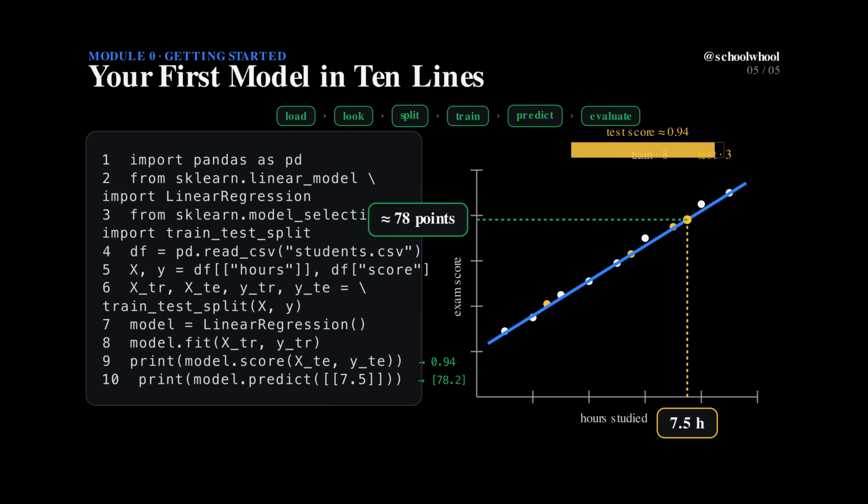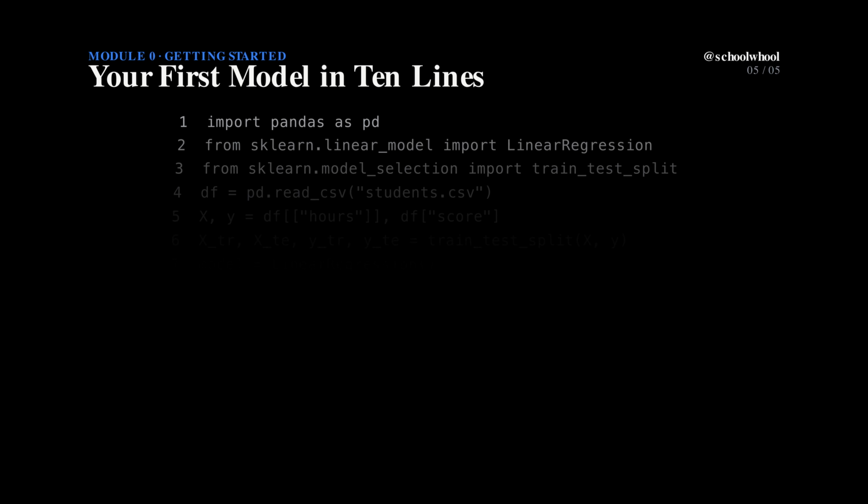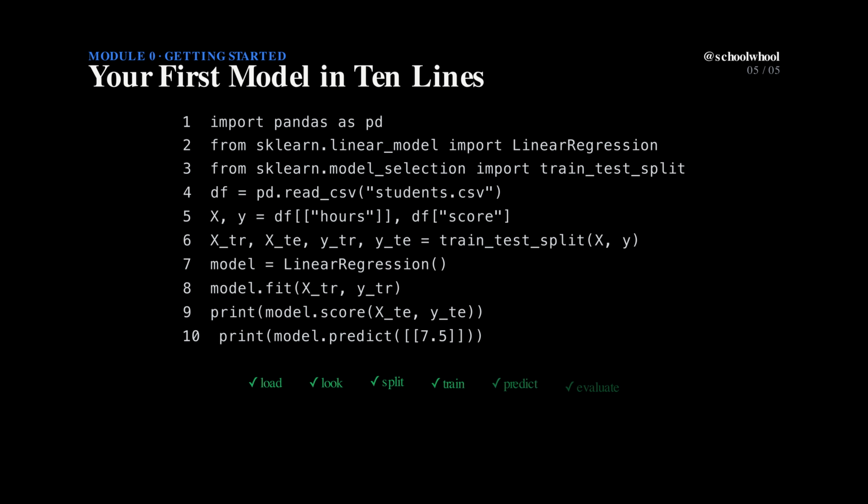Step back and look at what you wrote. 10 lines. Load, look, split, train, predict, evaluate. The entire machine learning workflow, working end to end. Every project in this course builds on exactly this shape. In the next module, we dig into the data itself. Features, labels, and what makes a dataset good. See you there.